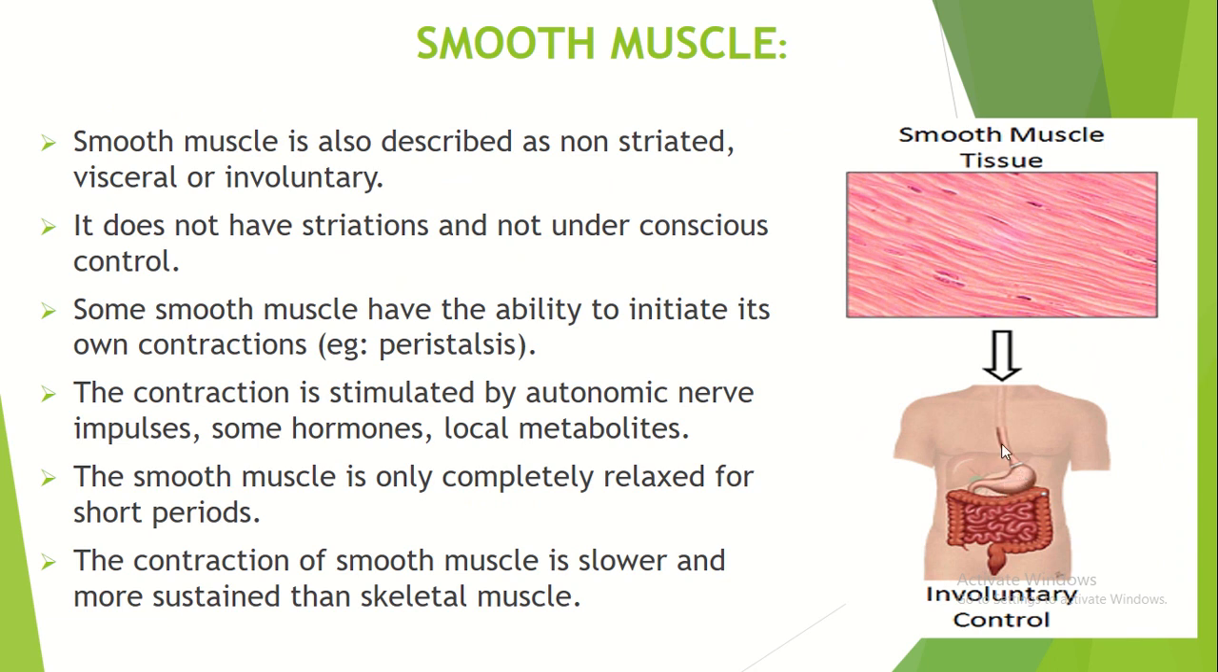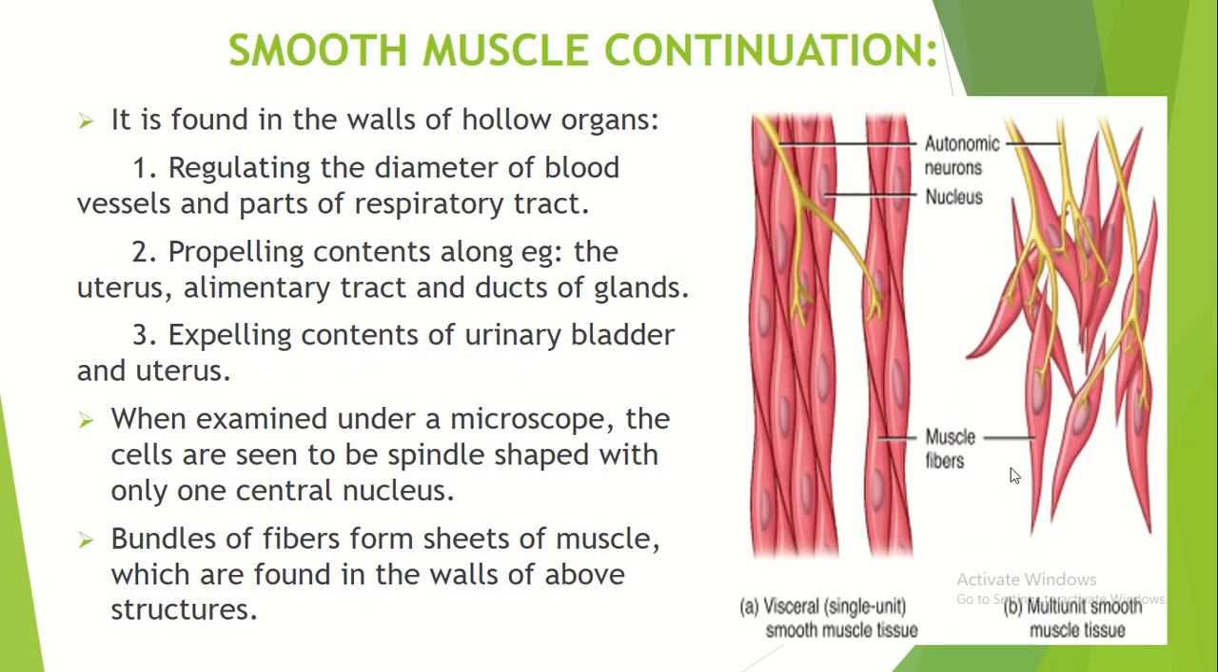So how is it coming down? In this esophagus itself, this food pipe itself, due to this smooth muscle some contraction takes place and it is expelled into the stomach. In the stomach, after digestion, it will be moved out into the intestines. It is moving through this smooth muscle contraction. Propelling of contents takes place in the uterus, in the alimentary tract and the ducts of the glands. Expelling the contents in the urinary bladder also, the smooth muscle is present.